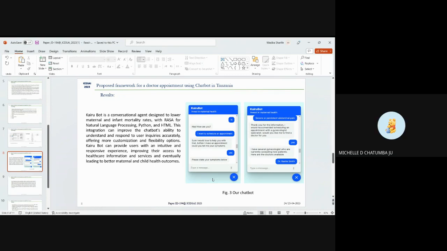Then these are our results. This is our bot, which is Cairo bot. As you can see, it is a conversational agent designed to lower maternal and infant mortality, and it uses Rasa, natural language processing, Python for custom actions, and HTML to integrate it into the website.